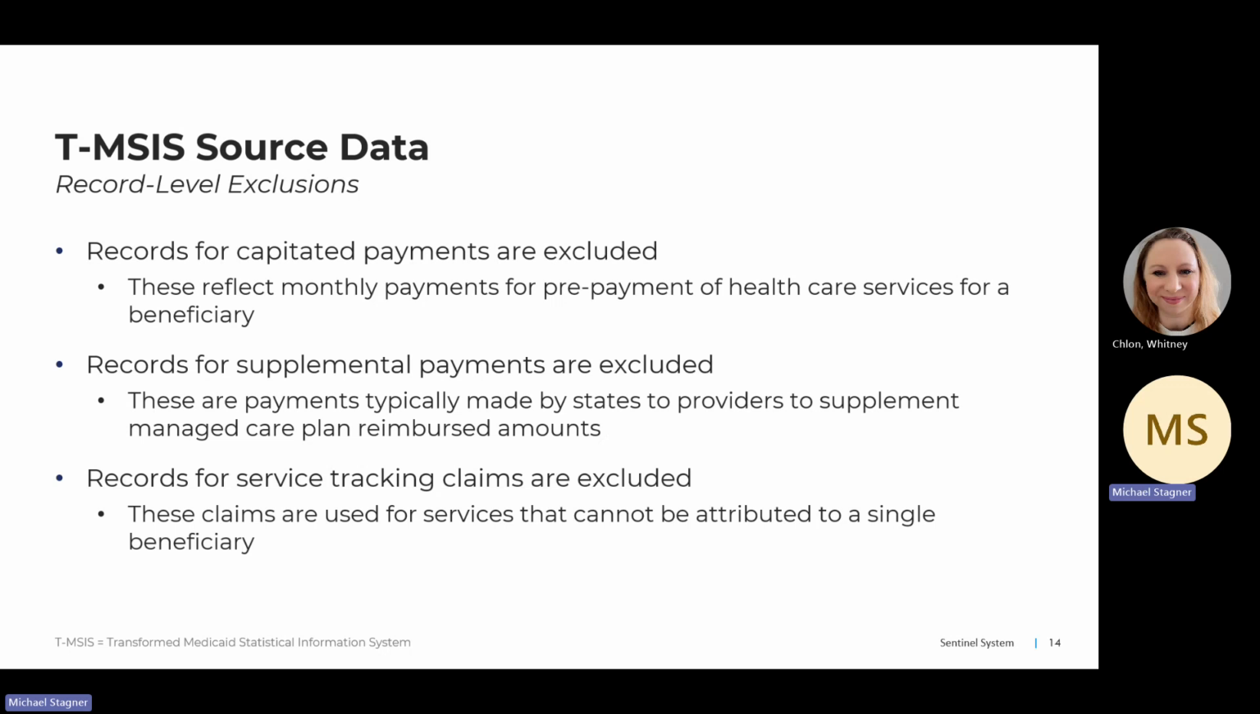So lastly, we have record level exclusions because the TAF data include both service use records, including fee-for-service claims and managed care encounters, and payment records, which are listed here. And for understanding the delivery of healthcare to beneficiaries, service use records are what need to be analyzed. So payment-only records, including capitated payments and supplemental payments, and service tracking records can be excluded from the transformation.